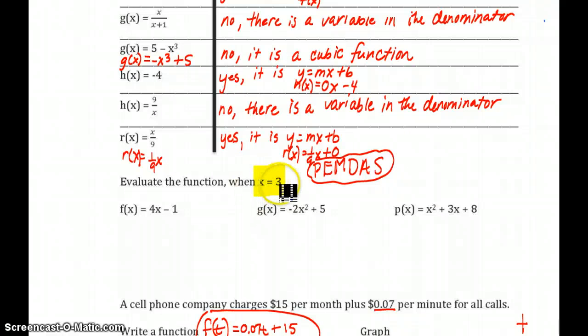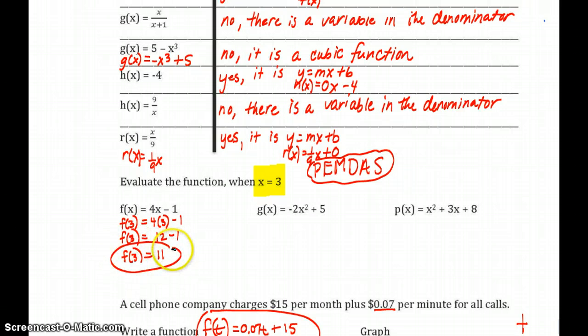All right, so we're going to evaluate the function when x equals 3. So f of x is going to be f of 3. We substitute in 3 for x, so 4 times 3 minus 1. f of 3 equals 12 minus 1. f of 3 equals 11.